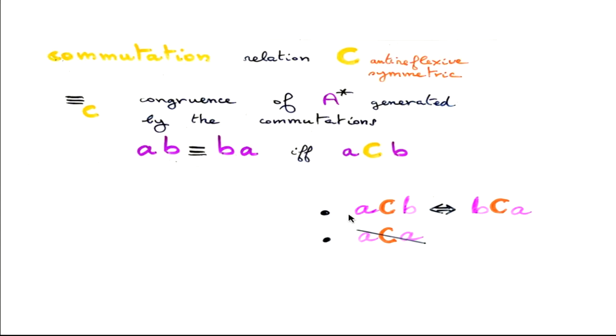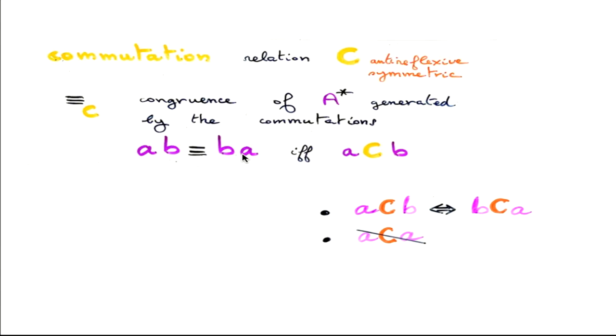Do you understand, when you go to RIPS, that I need this convention? And now I define the congruence. We have seen a class of words. So let's define the congruence. The relation C defines a congruence on the set of words of the free monoid. It's the congruence generated by the commutation AB equal BA.